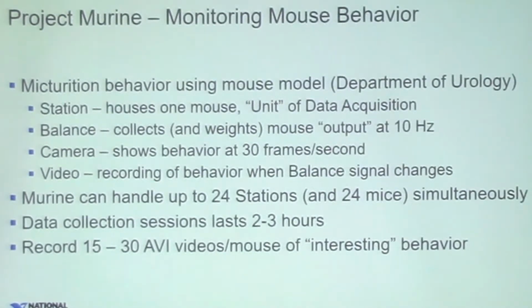We didn't want to do this on one mouse. One mouse, one experimenter, that's a lot of time to wait for the experimenter. So we had 24 of these stations. We could run 24 mice simultaneously. Data collection typically ran for, say, 2 to 3 hours. During that time, the mouse would give us maybe 15 or 30 AVI videos of interesting behavior that we were interested in, or they were interested in.